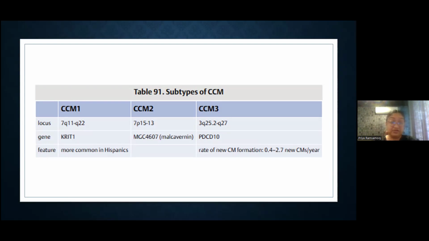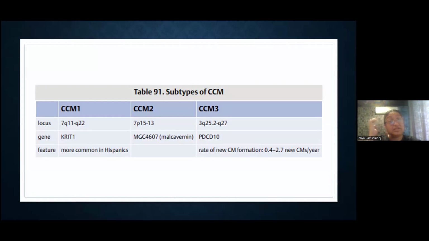Then outside of your familial cases, you also have your sporadic cases. So if familial is 20%, sporadic is 80%, right? And most of your sporadic cases tend to occur solitary. Sometimes they're often associated with a developmental venous anomaly, which we would have talked about last week, right? But generally, the sporadic ones tend to be solitary lesions.